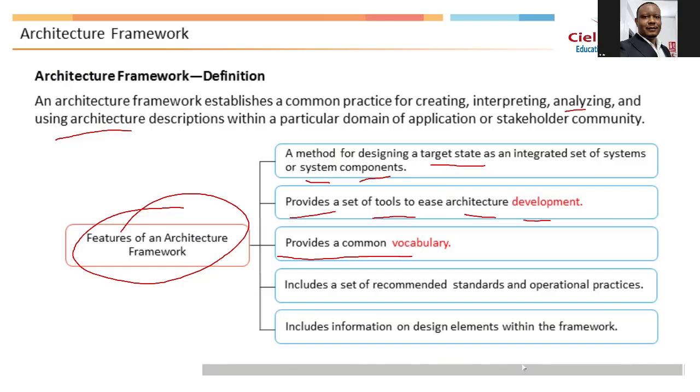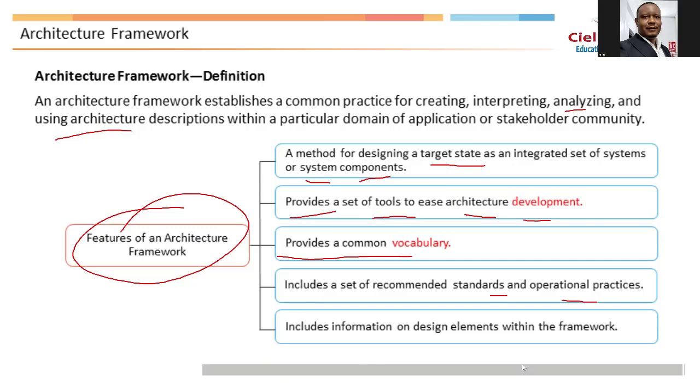Of course, what this will do is that it will reduce misunderstanding as well as miscommunication. So in systems, you're talking about things like maybe a data layer, business process, integration layer, making sure that all of these terms have consistent meanings across teams within the organization itself. It also includes a set of recommended standards as well as operational practices.